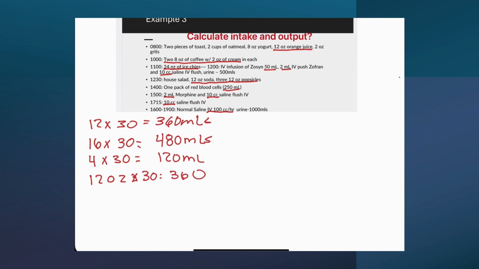So then we want to include our Zosyn, which is 50, and that's an antibiotic. And then we're going to give our 2 mLs for our nausea medicine, which is Zofran. And then we have our flush, which is 10 mLs.